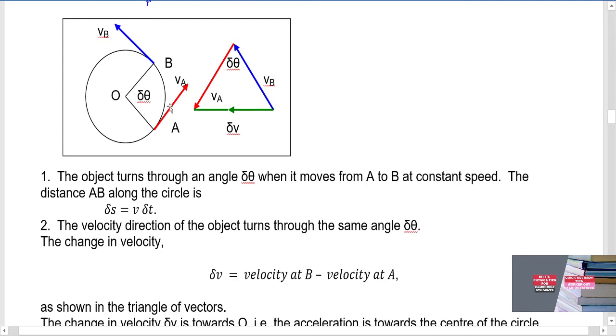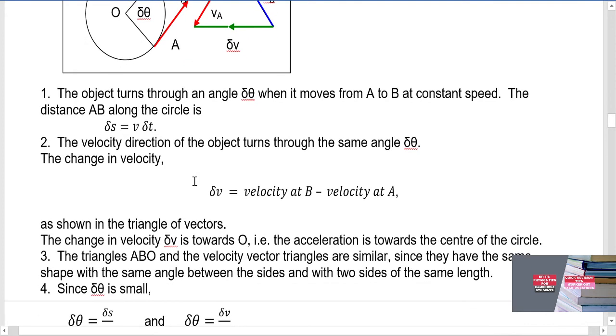Now if you look at these vectors, this vector is going up according to there. It mustn't change the orientation. But this vector has been reversed because we are subtracting in order for us to get delta v. So this has been reversed for the subtraction of vectors. So the velocity at B minus the velocity at A. So we have reversed this vector. As shown on the triangle of vectors, the change in the velocity dv is towards O and the acceleration is towards the center of the circle.